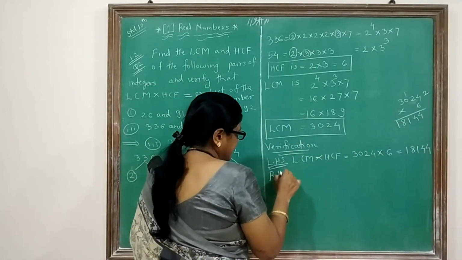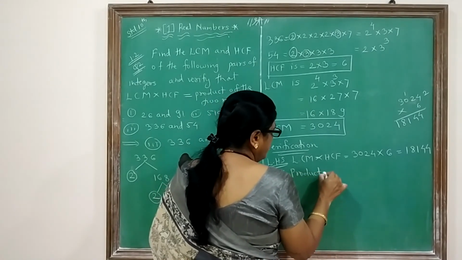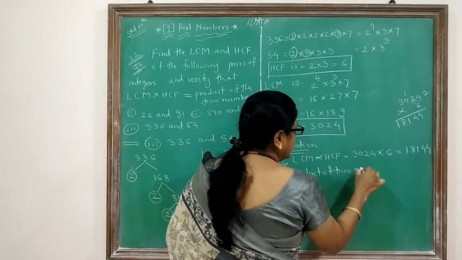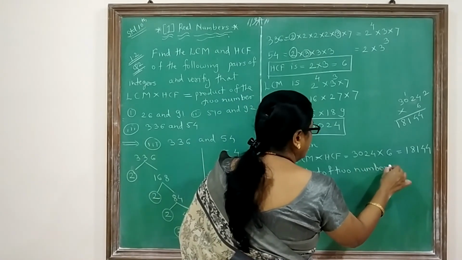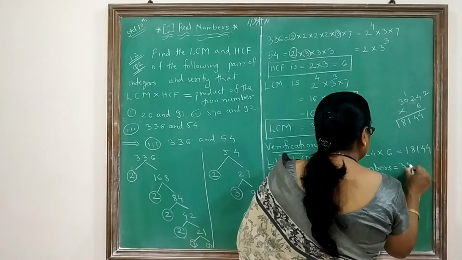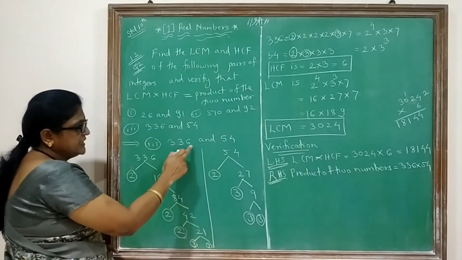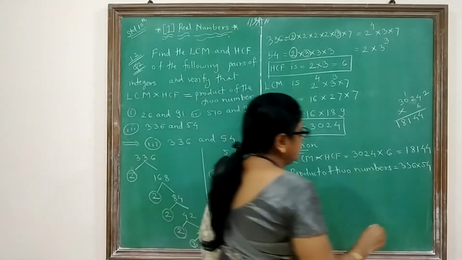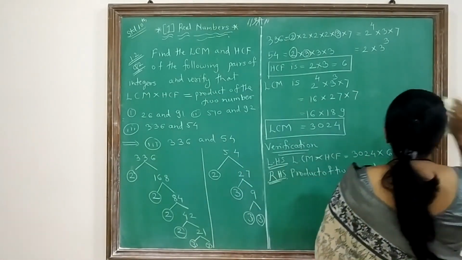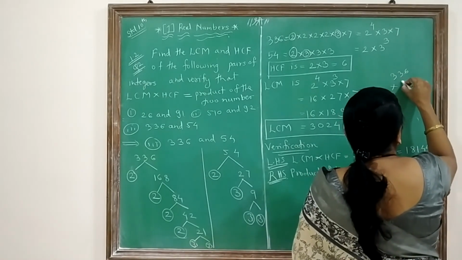Then RHS. Product of two numbers. Then the product of two numbers is A into B. A into B means 336 into 54. Again you will see here 336 into 54. Then you will multiply 336 into 54.